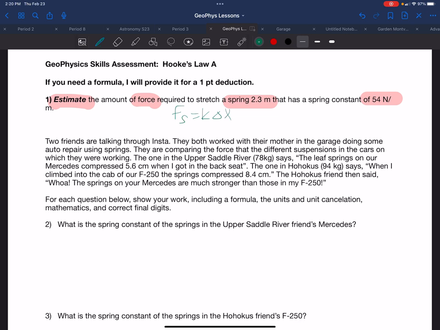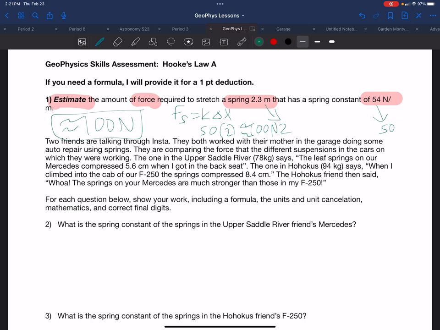The spring constant, we'll put that to a nice number. We'll make that 50. And the delta X, 2.3, is about 2. So we'll say it's about 100 newtons. So about 100 newtons. That's how much force.